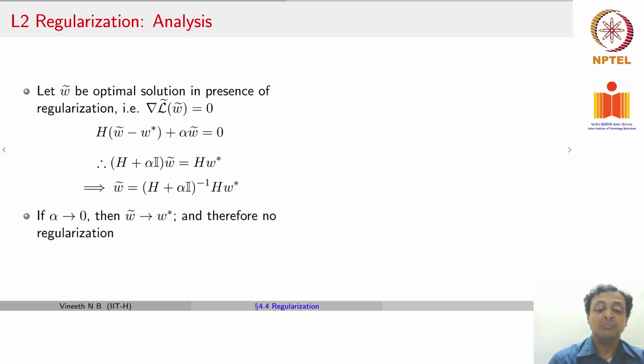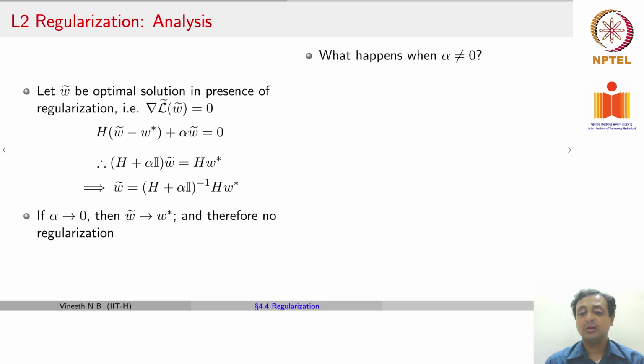Now, in this expression, if alpha goes to 0, it's very evident that you would be left with H inverse H W star, and H inverse H is identity, or rather W tilde is W star itself. That's equivalent to doing no regularization, of course, because if alpha goes to 0, the coefficient of your L2 weight decay term goes to 0 and there is no regularization. So we are only concerned about the case when alpha is not equal to 0. What can we say about W tilde?